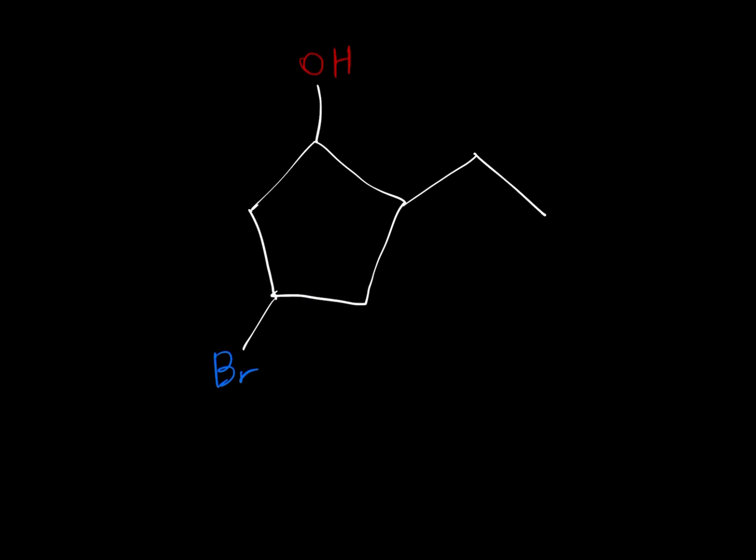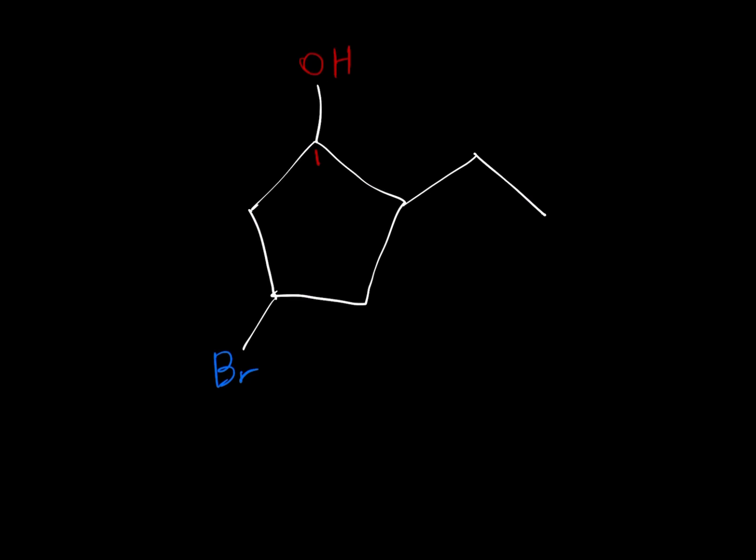For our next example, let's take a look at another cyclic molecule. This time we have bromine. Here's our alcohol group, and then here's an ethyl. How do we name this one? Well, as we said, we always want to prioritize the OH group, so we start counting at the hydroxyl, so we say 1. But what do we do here? Do we go this way, counterclockwise, or do we go clockwise?